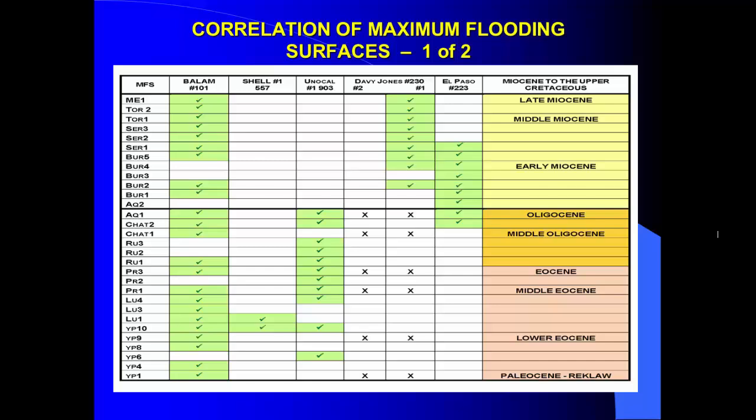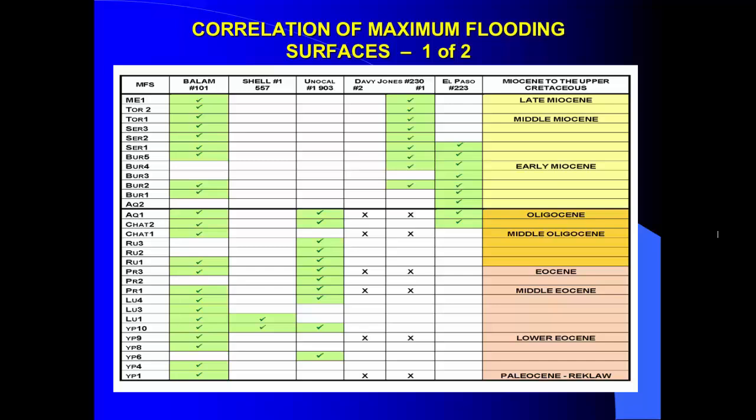So here's the Middle Eocene, Middle Oligocene, big drop, and then we move into the Eocene, Middle Eocene, Lower Eocene, Paleocene. So we're getting here into the top of the Reklaw. So you can see we're using these again, very datable, lots of fossils, and here in the Shell 557, we can find a few maximum flooding surfaces.